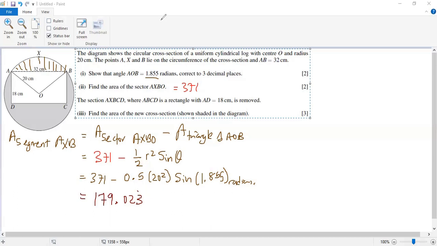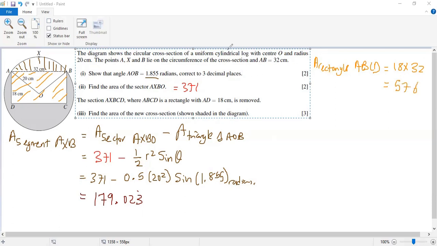And then we want to calculate the area of the rectangle. Area of the rectangle ABCD. I'm going to write somewhere in the top right corner here. It's just the length times width. That's the easiest part here, I think. 18 times 32. So please calculate that. 18 times 32 would be 576. So we have this, we have that.